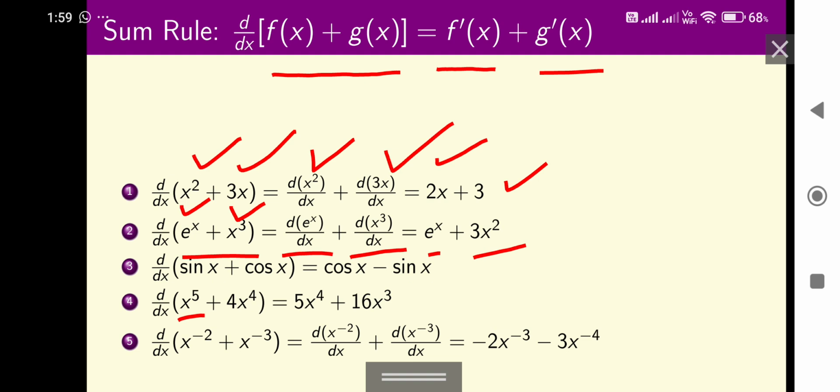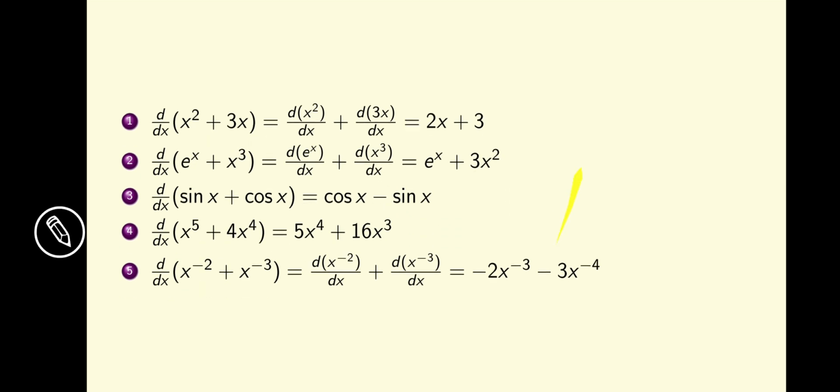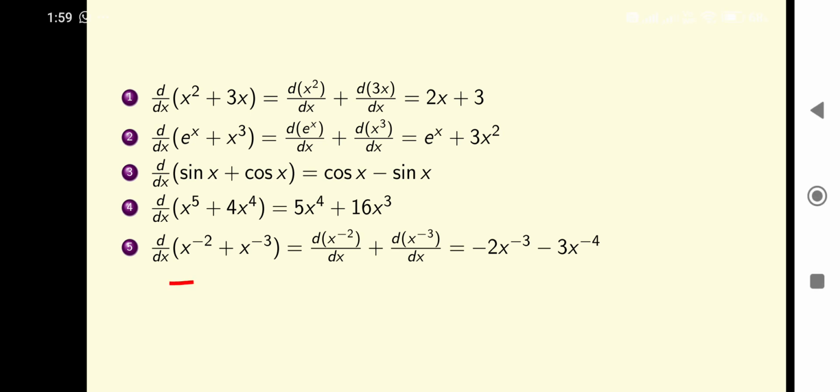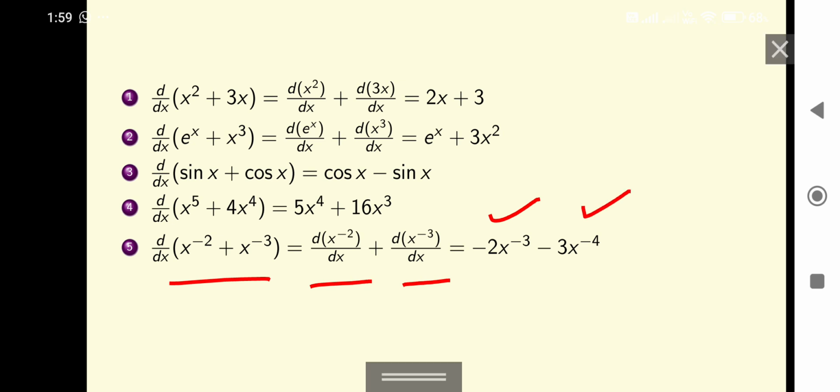For example, x to the power 5, derivative of this is 5x to the power 4. And derivative of 4x to the power 4: 4 comes down, it becomes 4 into 4, 16, and the power is reduced by 1, so the power becomes 3. Now in this final example, the power is x to the power minus 2 and x to the power minus 3. So derivative of the first function, derivative of the second function: minus 2 comes down and the power is reduced by 1, so it is minus 3. Here also the power comes down, minus 3, and the power is reduced by 1, so it is minus 4.